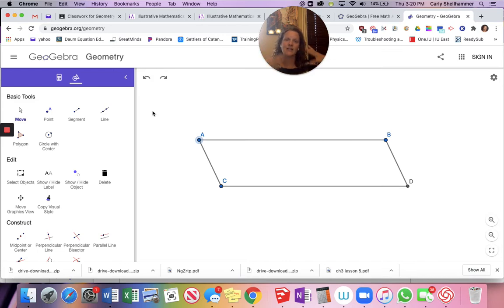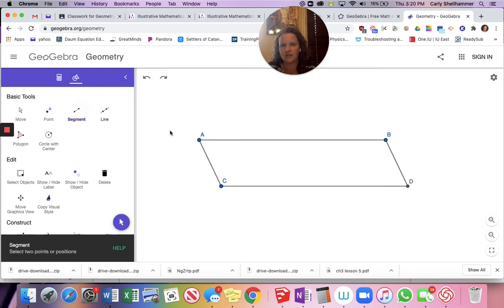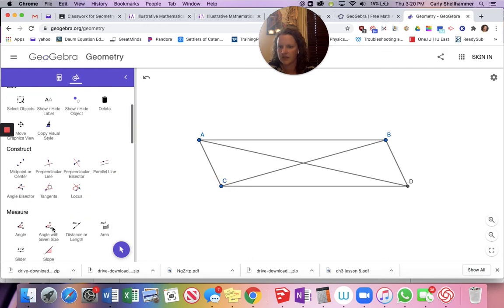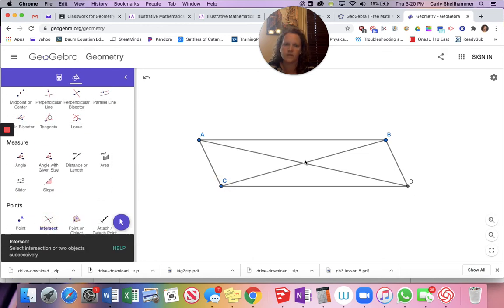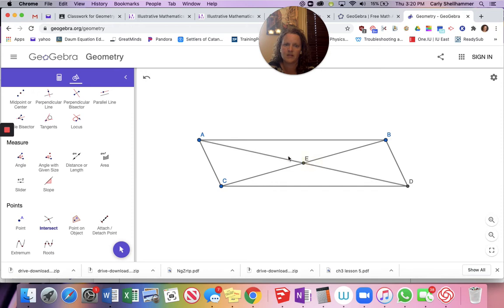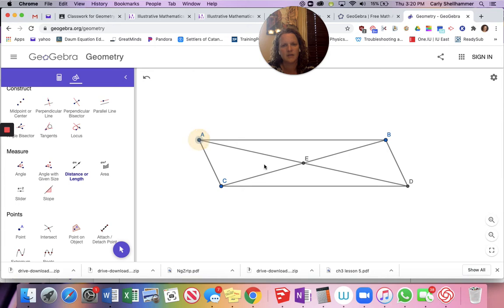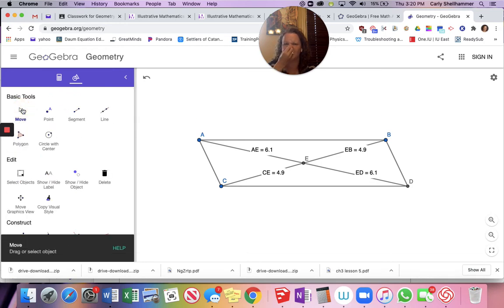Okay, now let's go ahead and construct the bisectors. So I need a segment from A to D and a segment from B to C. I'm going to mark that intersection, and then I'm going to measure. This is not how you prove, by the way. I'm just really curious. Very cool. Okay. Now I'm going back to your curriculum to see what it actually asked me to do.